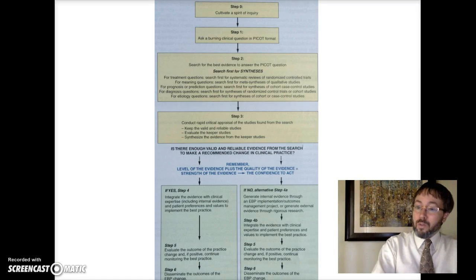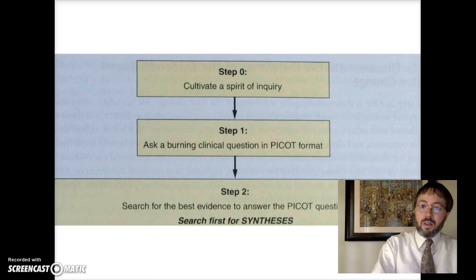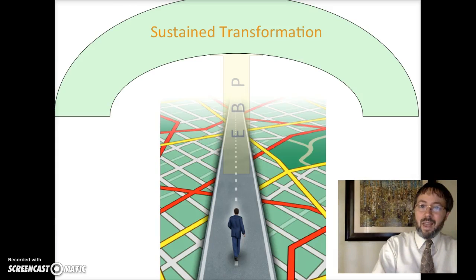So there's an overview of Melnyk's model in your text. It's also copied and posted on the Blackboard website under the resources, start here rather. And you can download this model and begin to think about it. So we'll focus on steps 0, 1, and 2 in this course, and in so doing, begin to use Melnyk's evidence-based practice model as a roadmap for transforming the practice that we are considering in our DNP projects.